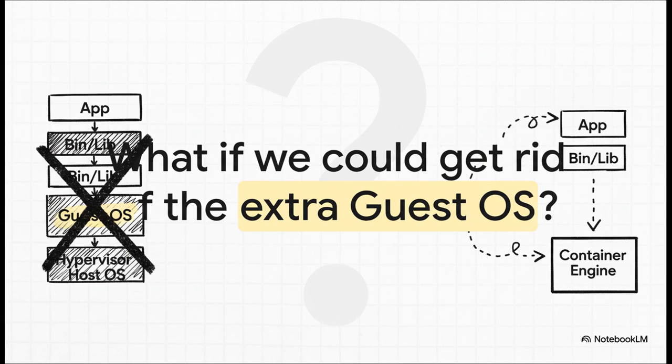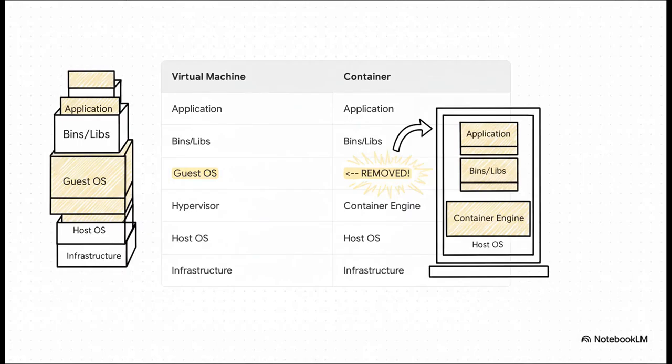What if we could have our cake and eat it too? What if we could get all the awesome isolation that a VM gives you, but without paying that massive resource tax? What if we could just get rid of that entire bulky guest operating system from the picture? And this right here, this is the money shot. On the left, you've got the old virtual machine stack with that thick, heavy guest OS layer for every single app. Now look at the right.